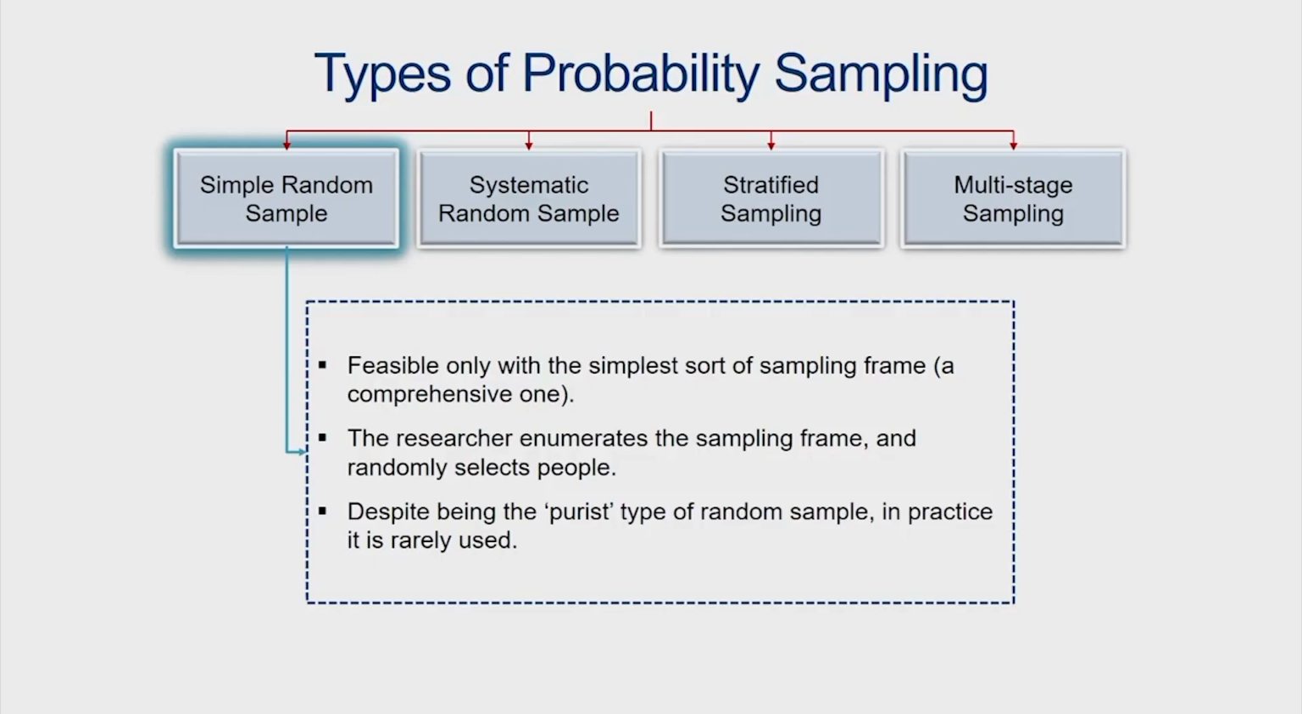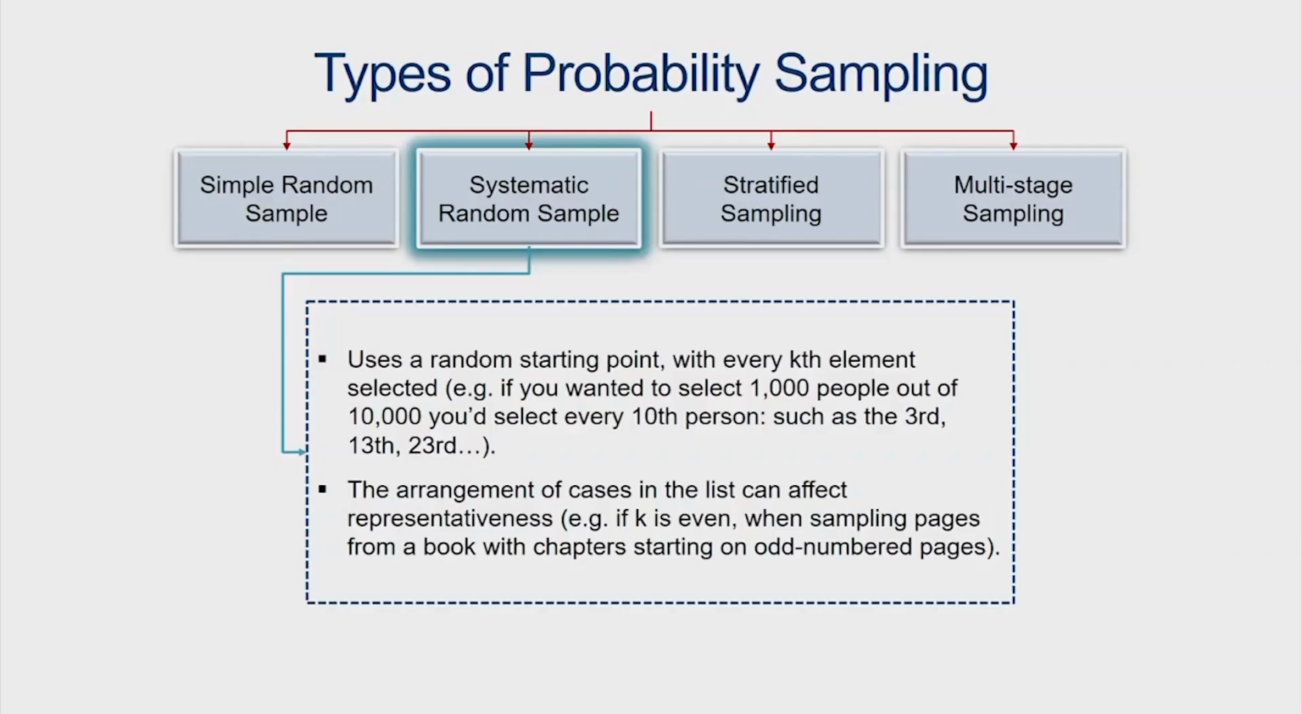So, simple random sample is feasible only with the simplest sort of sampling frame, but it is a comprehensive one, and the researcher enumerates the sampling frame and randomly selects people. Despite being the purest type of random sample, in practice it is rarely used. However, most village surveys, evaluation studies which have door-to-door surveys, we make use of simple random sampling methods.